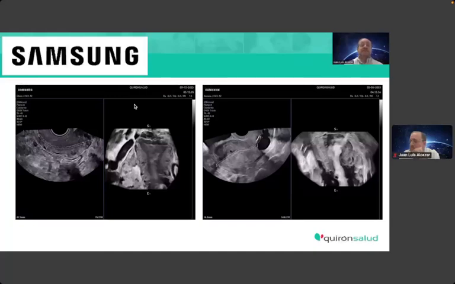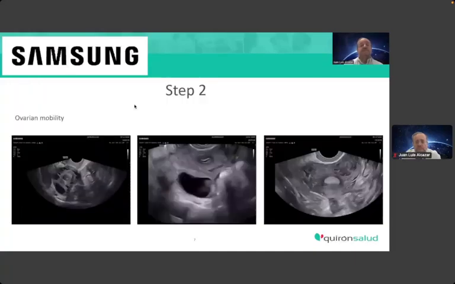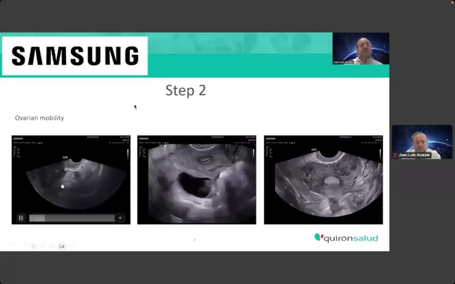You can observe these signs basically in an automatic way using these tools. Step 2 is related to ovarian mobility. Here you can see the ovaries, and this ovary is mobile. This is the left ovary. It's mobile, no adhesions here.